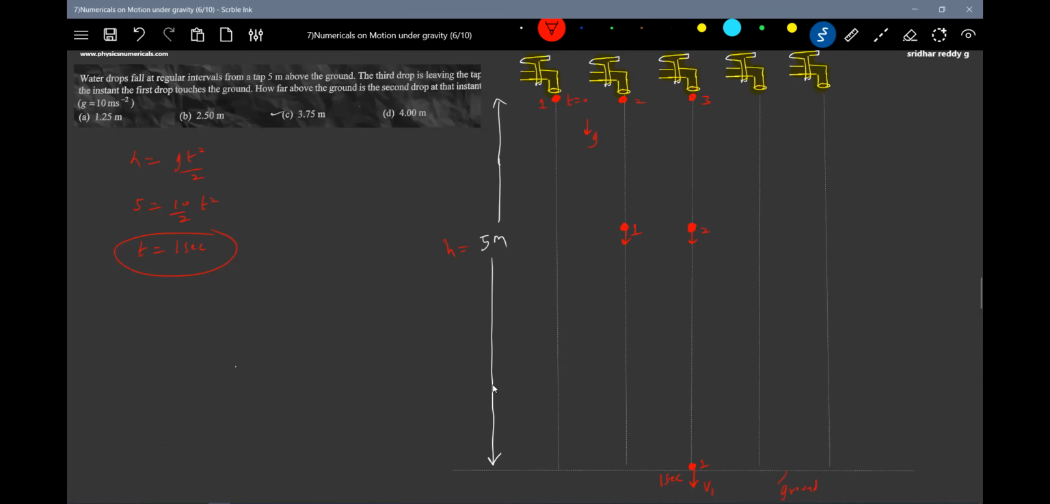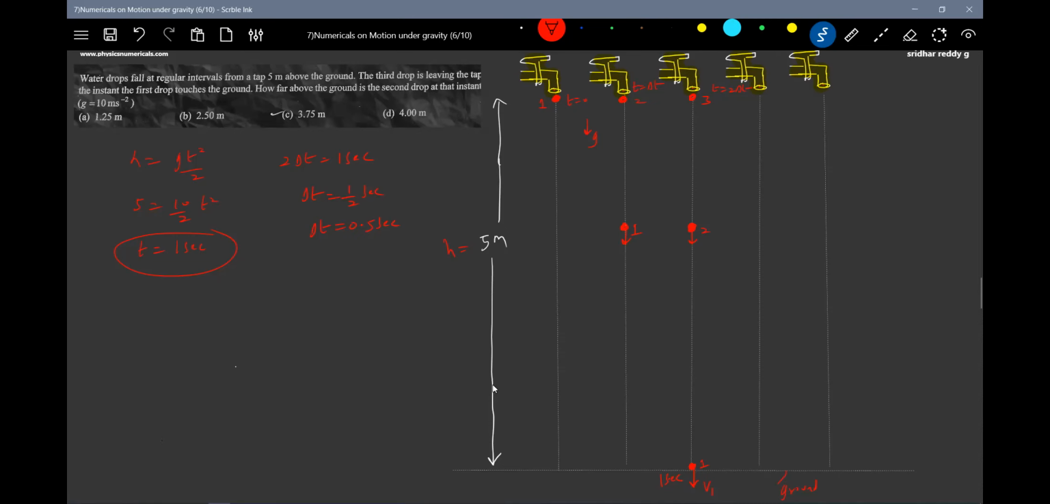Now, where is the second drop above the ground at that instant? I think the regular interval, delta t, has to be calculated. So how many delta t's have passed? This is 1 delta t, and 2 delta t occurred because regular intervals have to take place. So that 2 delta t is 1 second. So delta t equals half a second, or 0.5 second.